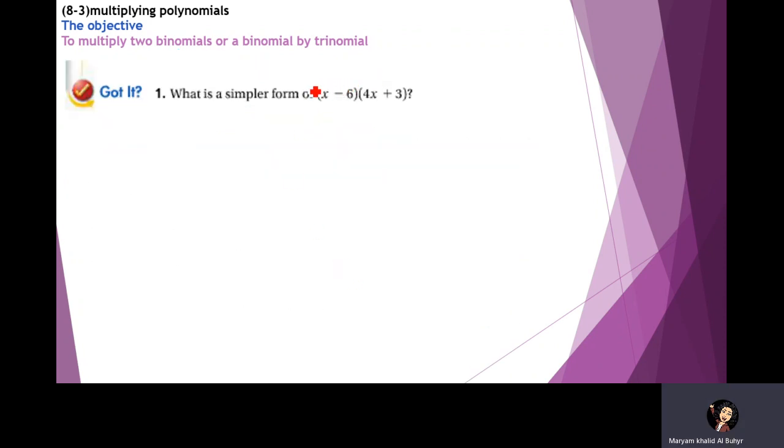This one, again, I'm going to use the same way. This one times this one. This one times all this. Then this one times all of this one. So x times all things that I have in the second parenthesis, plus 3 minus 6 times 4x plus 3.